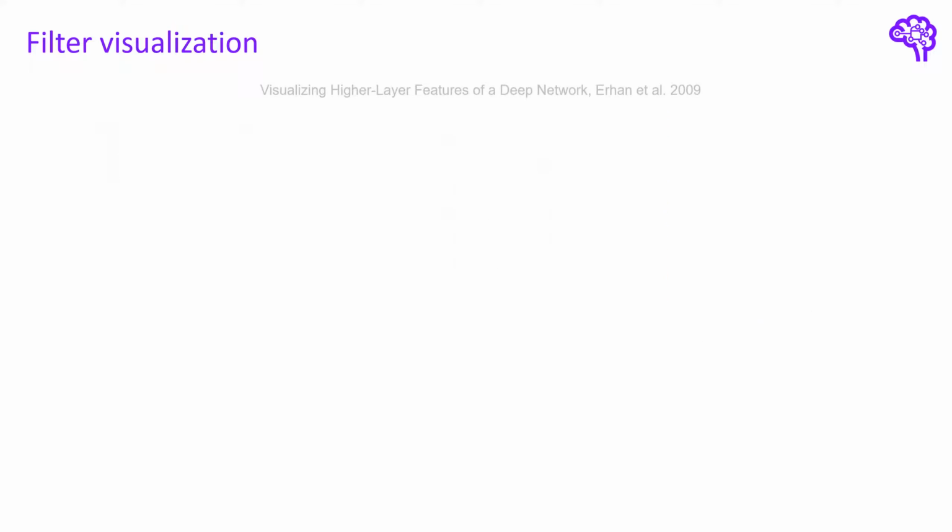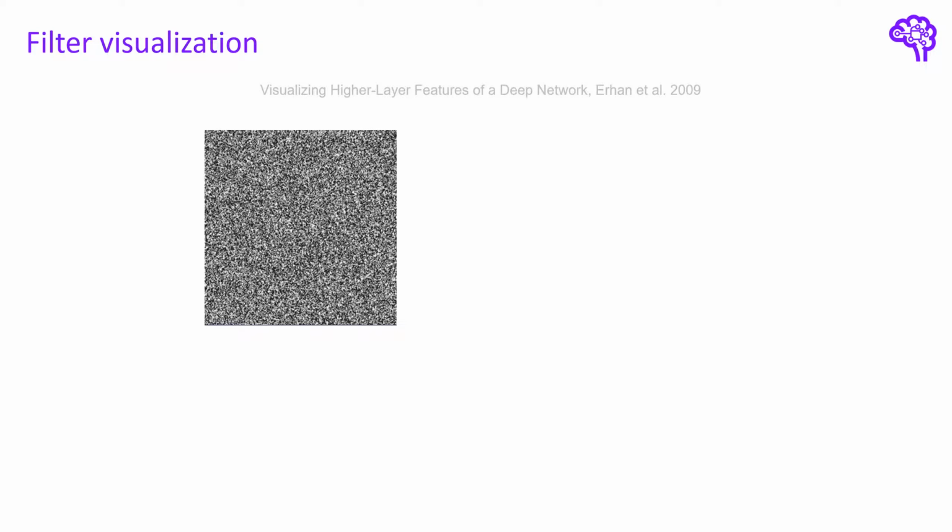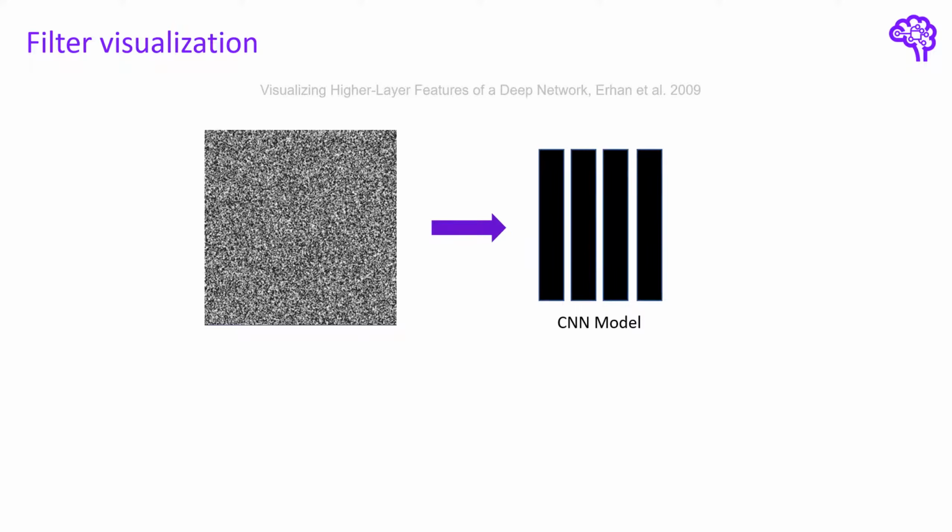So the way this works is pretty simple. We start with a random image. This means we have random color values. Then we input this image into our CNN model, so we pass it through the convolution and pooling layers. And once it arrives at the layer we're interested in, we select the activation map we want to investigate. So we have two things to specify here: which layer we want to visualize and which filter, so which feature map.